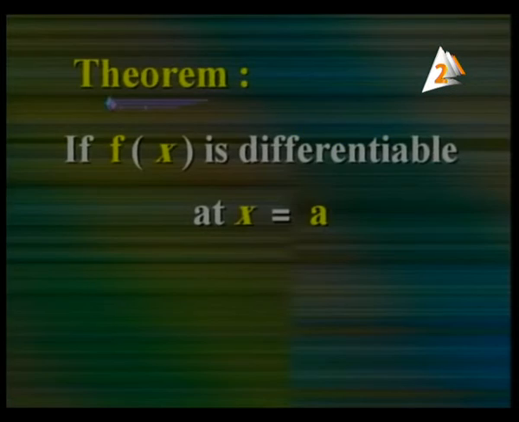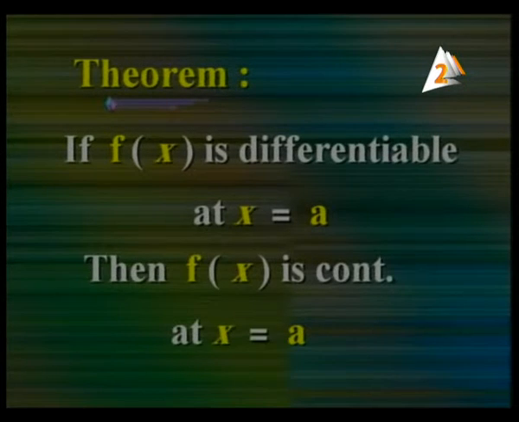If f of x is differentiable at x equals a, then f of x is continuous at x equals a. Remember, dear student, f of x is differentiable at x equals a only when f of x is continuous. Any function that is differentiable must be continuous at this point, x equals a.